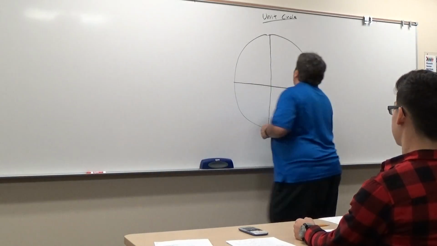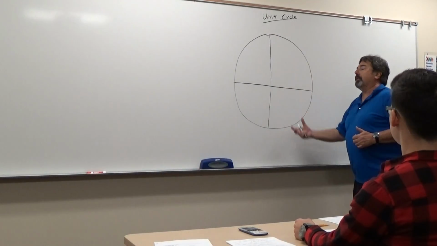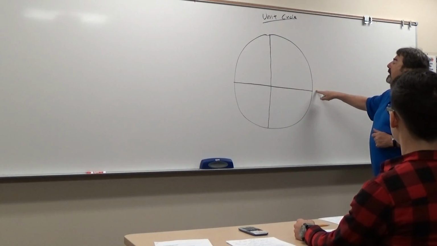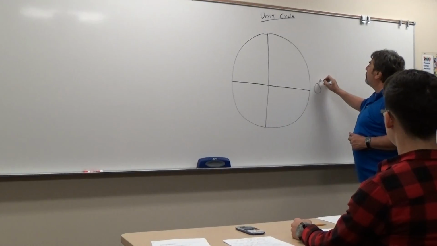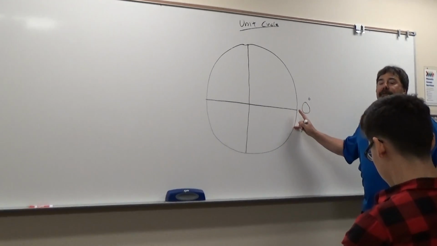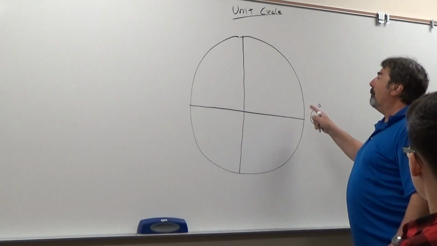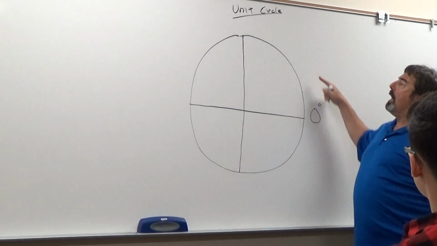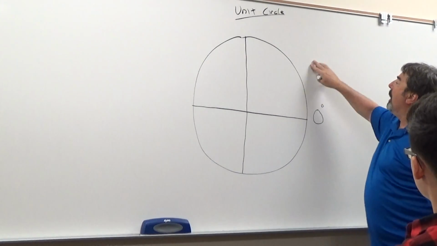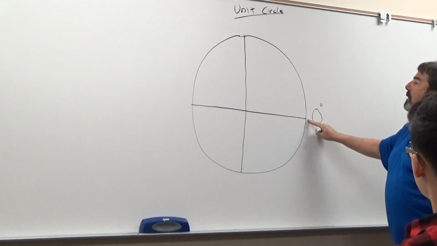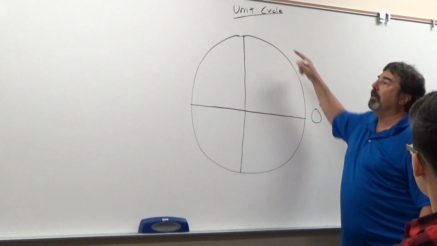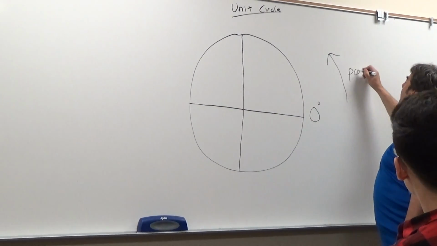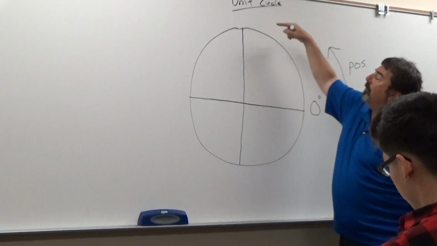Now, when we use a unit circle, we always begin by marking right here as 0 degrees. So this is where we're always going to be measuring from, okay? So from right here is 0 degrees, and going counterclockwise in this direction, our angles will be measured from here, and they will be positive in this direction.